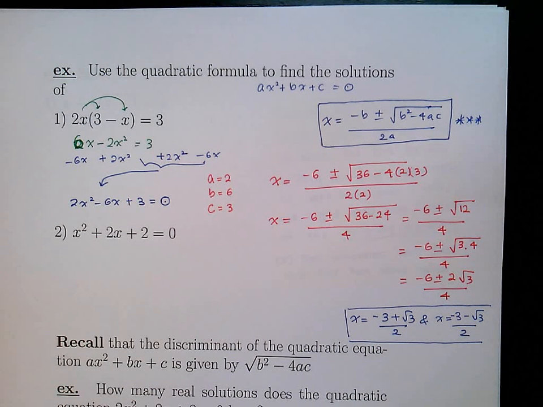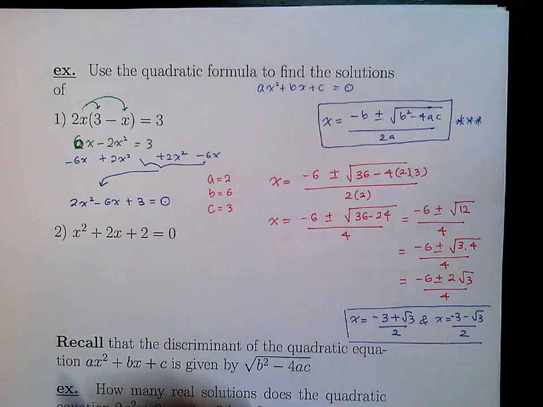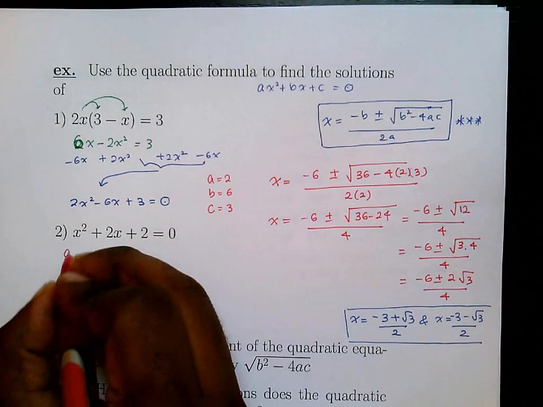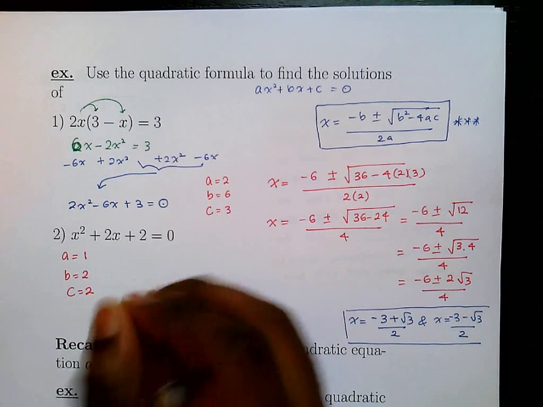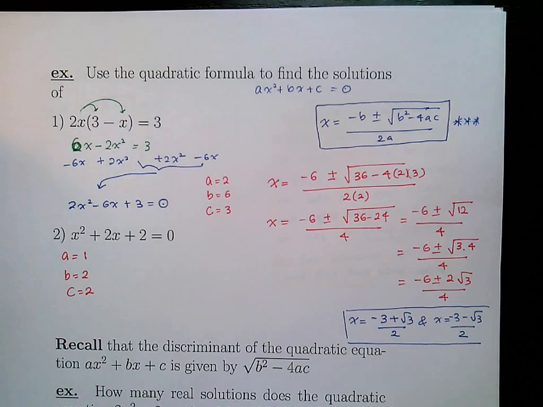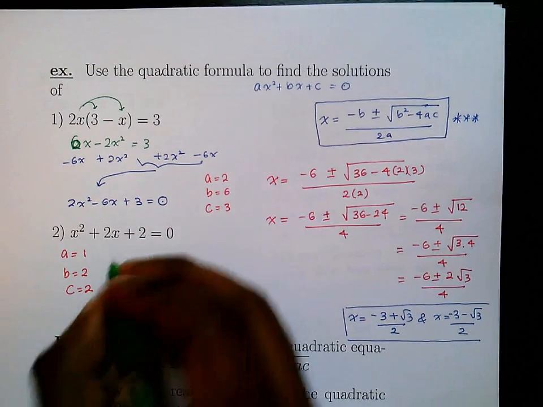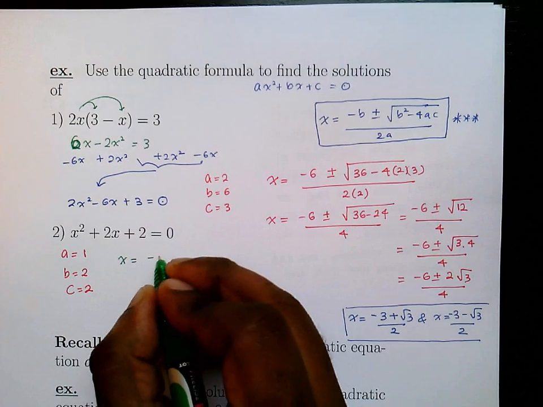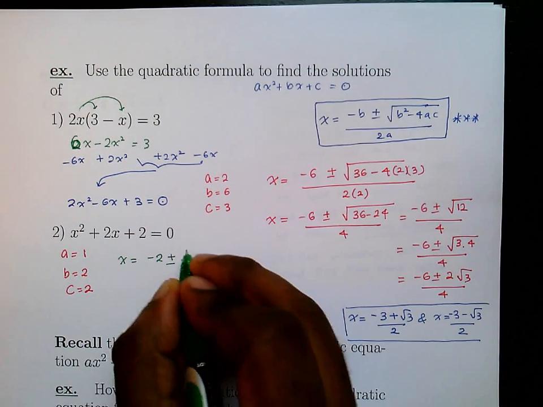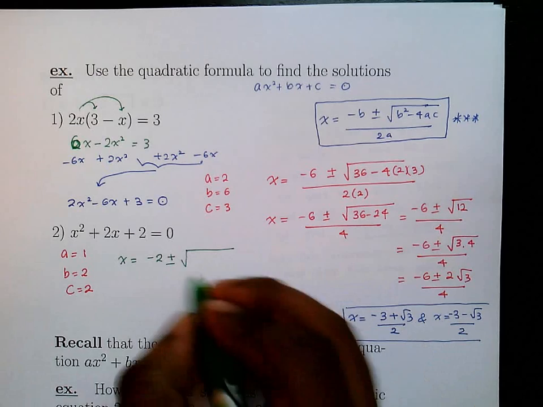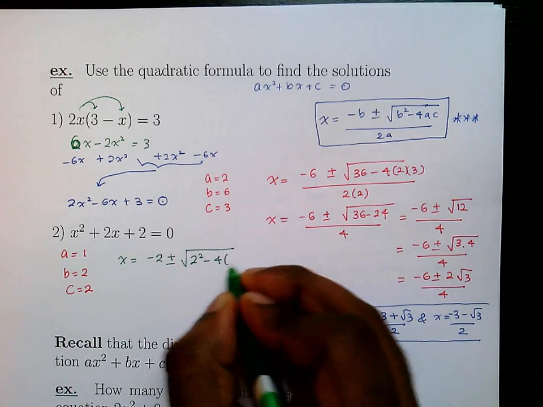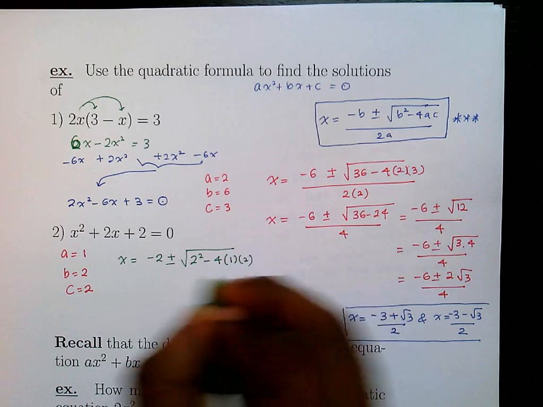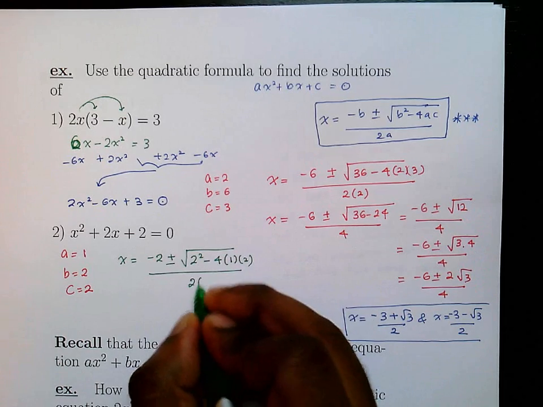Alright, so the next equation is this, and it's written in the correct form. So you can easily see a equals 1, b equals 2, and c equals 2. So you just plug into the formula. So x equals negative 2 plus or minus square root of b squared minus 4ac, that would be 2 squared minus 4 times 1 times 2, all over 2 times 1.